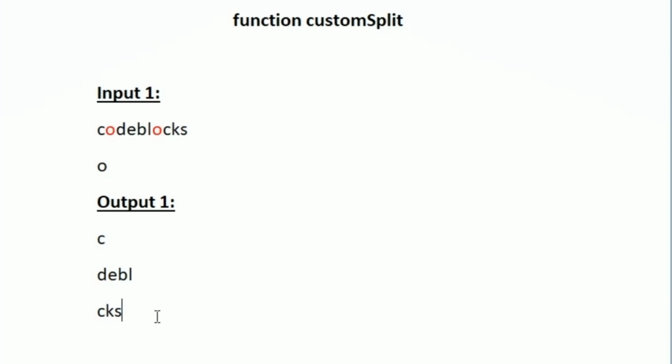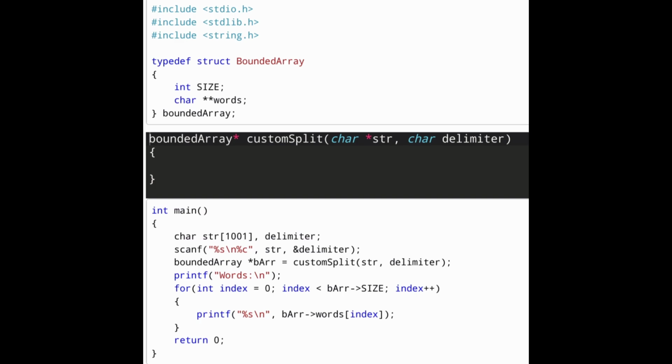Now our task is to define a function named customSplit, which splits the string based upon the given delimiter. Let us see the code which is already given to us and let us start implementing the function named customSplit. This is the code which is given to us.